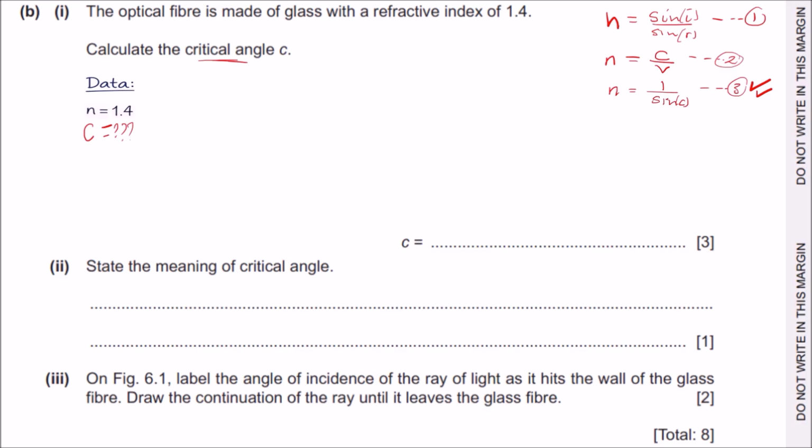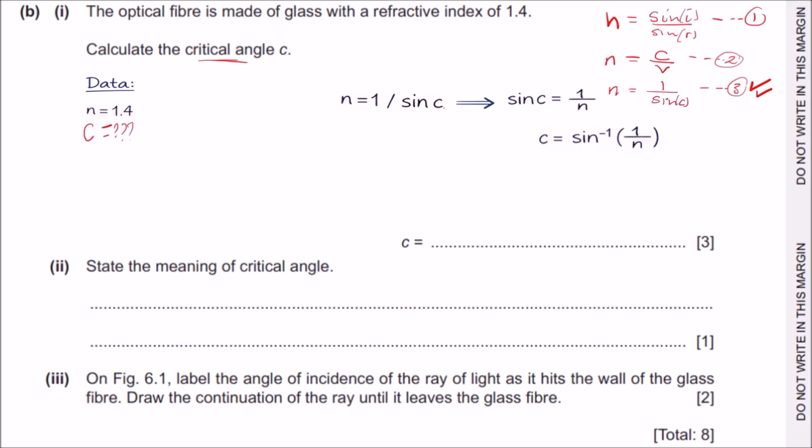So we will recall equation number 3 and say n is equal to 1 over sine c. Once this is done, we want to make sine c the subject of the formula, so that consequently we make c the subject. So we should know that sine c is equal to 1 over n, and for us to find the angle, we recall the inverse of the sine function.